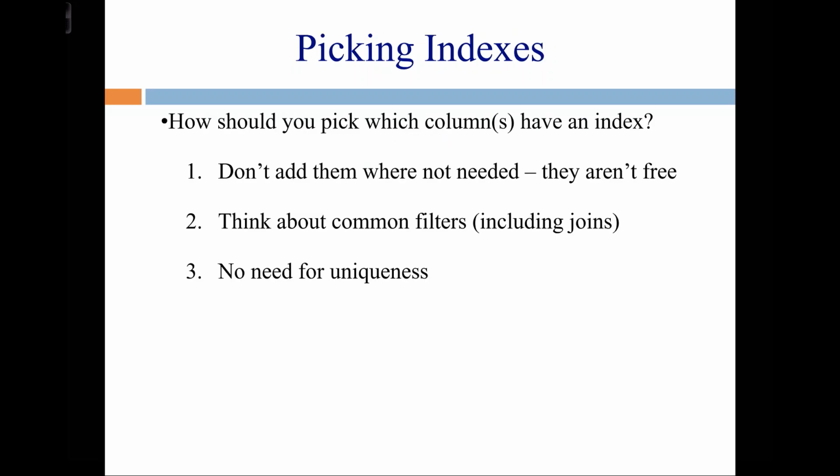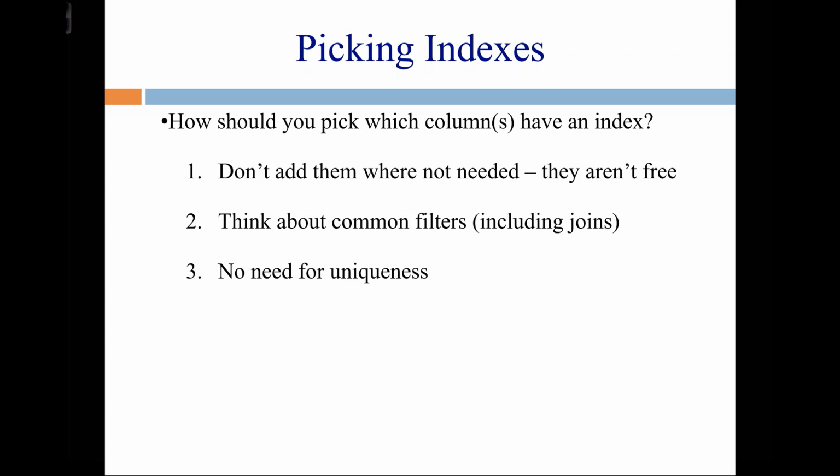But first, how do we pick? How do we decide which columns should have an index? And let's focus on just single columns for now. First of all, don't just put an index on every column, thinking that you're not sure what kind of queries you might want to do, but they might be useful someday. They're not free, so you shouldn't do that. Every time you add or delete or modify something in the table, the indexes have to be updated as well. So the more indexes you have, the more costly every modification to the main table is going to be. And they take up a little bit of disk space.